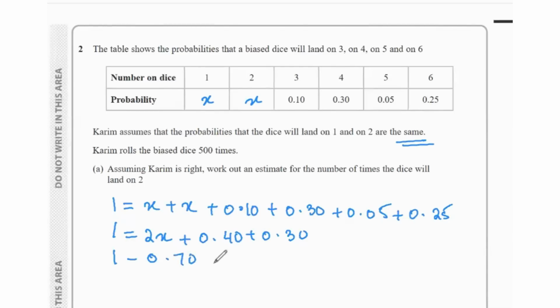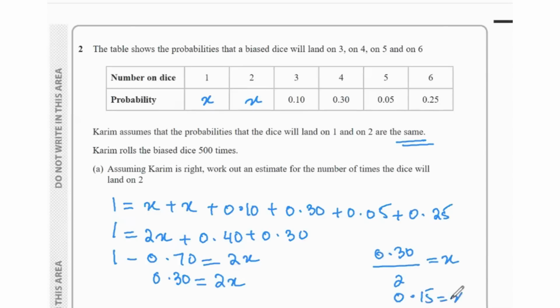1 minus 0.70 is 2X. 1 minus 0.70 is 0.30, which is equal to 2X. And 0.30 divided by 2 is 0.15. That is the probability of getting a 1 or a 2. Now they're saying that assuming Kareem is right and he's rolling the dice 500 times, work out an estimate for the number of times the dice will land on 2.